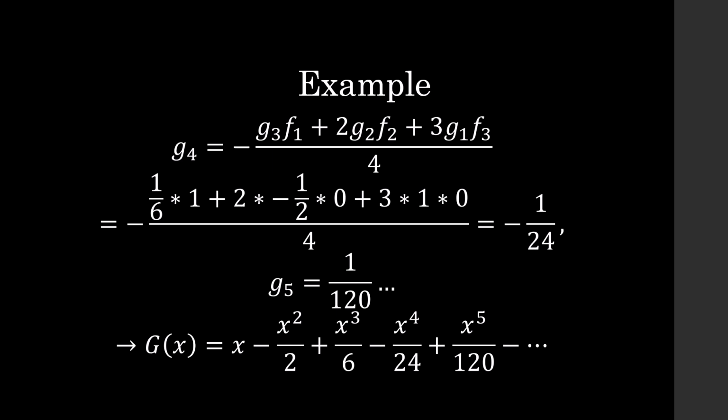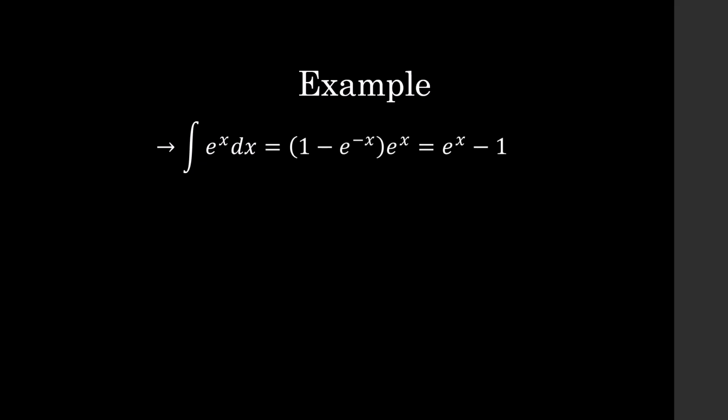And this is very simply recognized as being the expanded form of 1 minus e to the minus x. We just multiply that by e to the x and we get our solution to the integral of e to the x: 1 minus e to the minus x times e to the x is e to the x minus 1, which again is recognizable as being our solution to the integral up to that constant term that we just ignored.